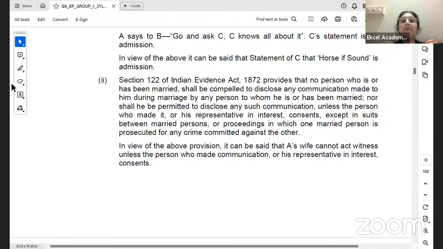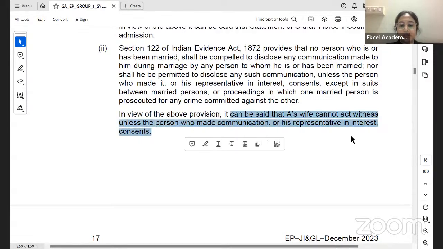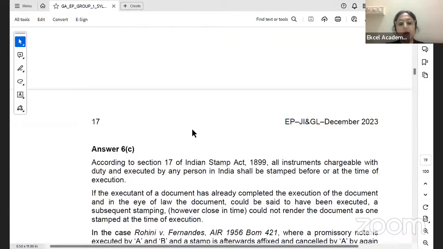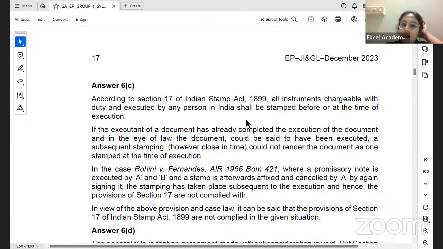This mainly talks about privileged communication, because the communication happens in the course of marriage, that is, between a husband and wife. Nobody can compel them to disclose it. If the husband himself says it's okay, you can go and give evidence against me, or if the wife herself decides, yes, I will go and tell, that is fine. But nobody else, a third person, can compel. That is given in Section 122 of the Evidence Act, which talks about privileged communication. So that is why it cannot be done. The court cannot compel. So in view of the above provision, it can be said that A's wife cannot act as a witness unless the person who made the communication or his representative in interest consents. If he consents, fine. Otherwise, she cannot be compelled to act as a witness. Okay, that is Section 122.